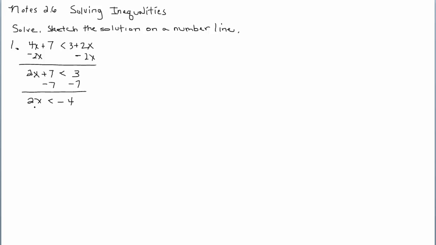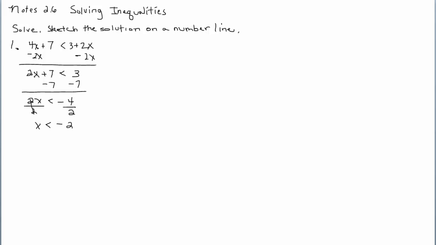Alright, one thing that you might want to watch out for is when you do divide or multiply by a negative number in an inequality, you have to reverse the symbol. But for this particular problem, we're dividing by a positive number, 2, so we don't have to reverse the inequality symbol. So we're looking for all x values that are less than negative 2.